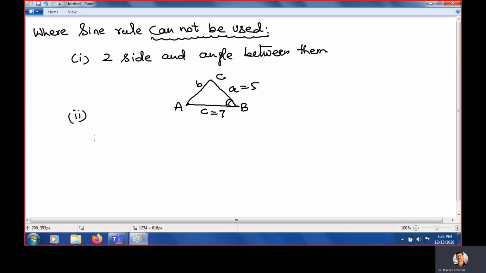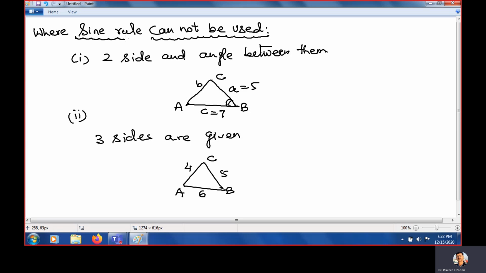And point number 2 is 3 sides are given. If all the 3 sides are given, then we cannot use sine rule. A, B, C, it is 5, it is 4, it is 6. So all the 3 sides are given. Then sine rule, please remember, cannot be used in these 2 conditions: 2 sides and the angle between them, and 3 sides given.